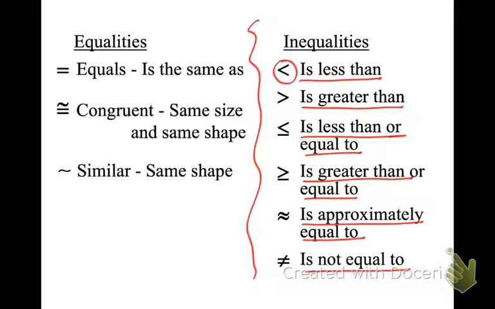So we have things right here. We're separated into equalities and inequalities. An equal sign represents an equation, meaning both sides are equivalent of the equal sign, right? And we would say for an equal sign is the same as.